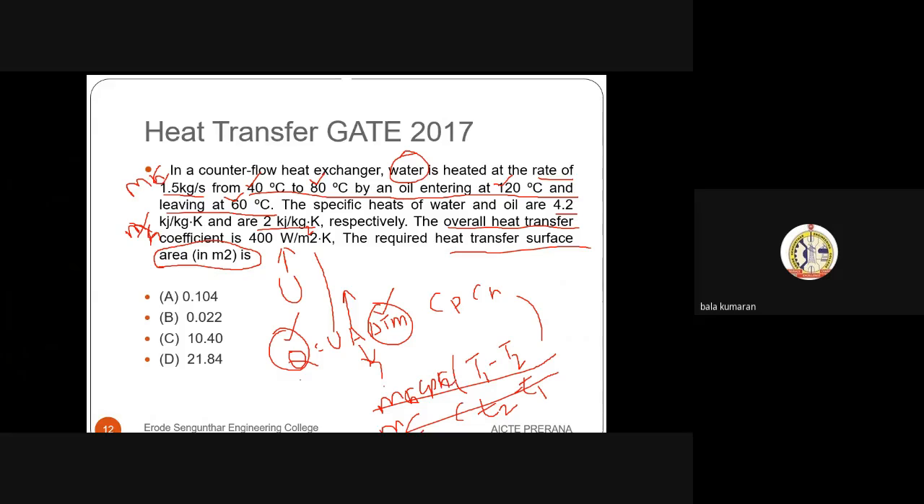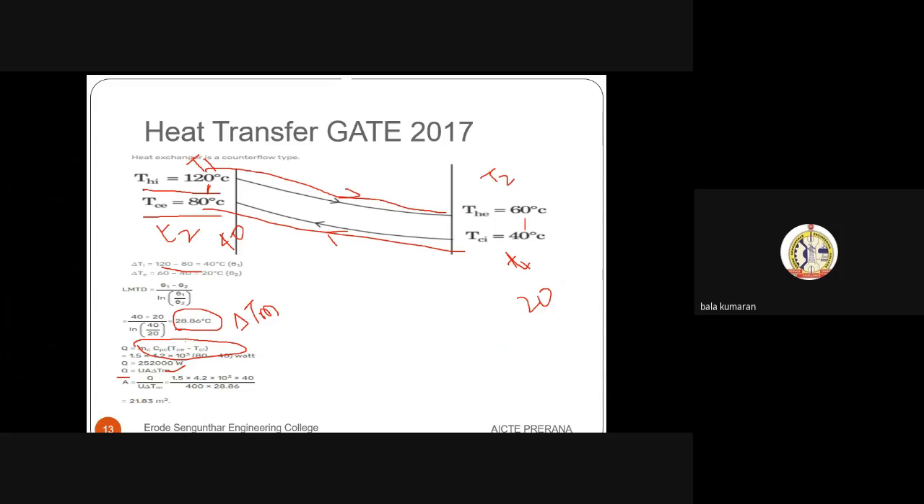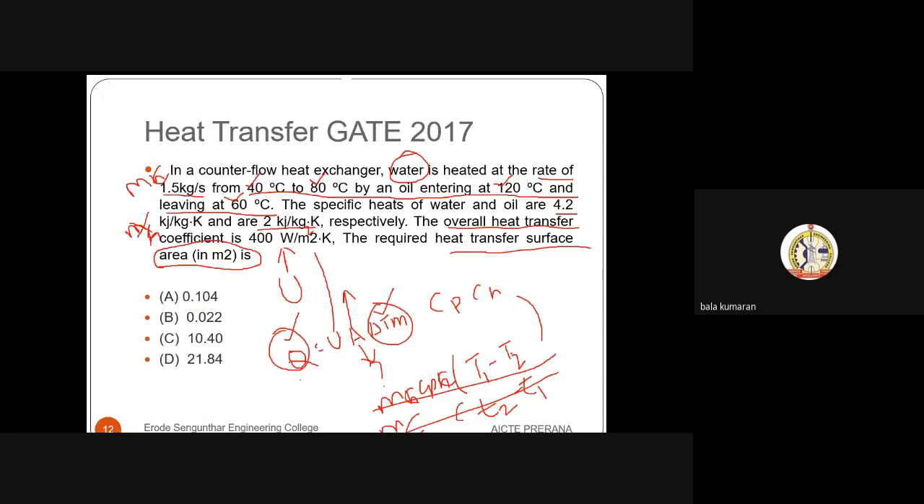CPC (T1 minus T2). Yes. So here it will come like small t2 and small t1. Got it? Small t2 and small t1.